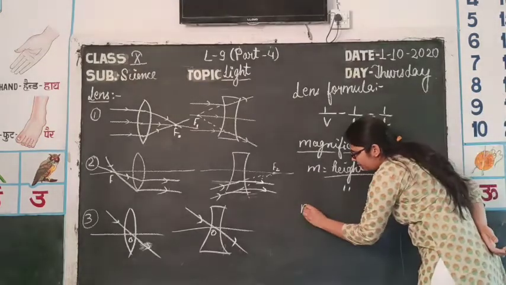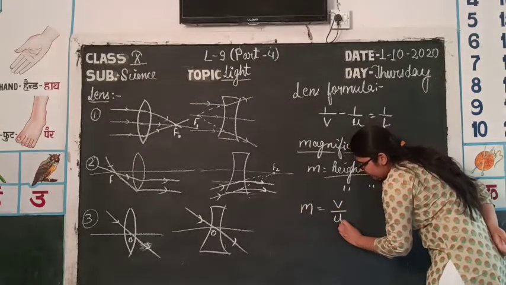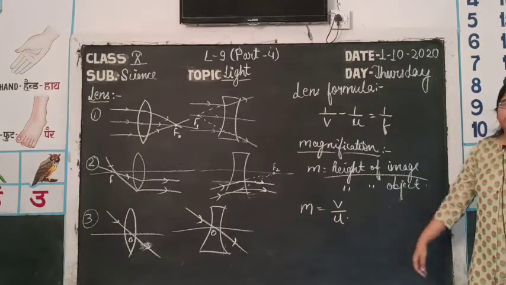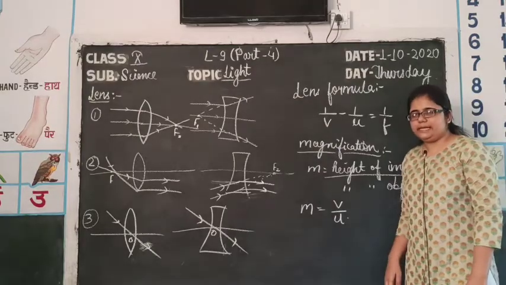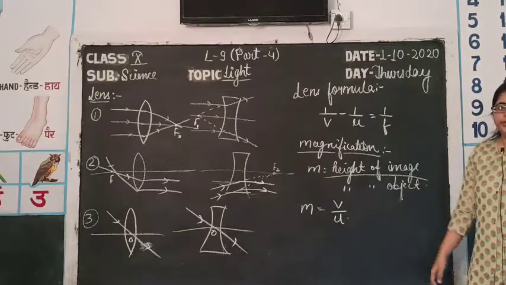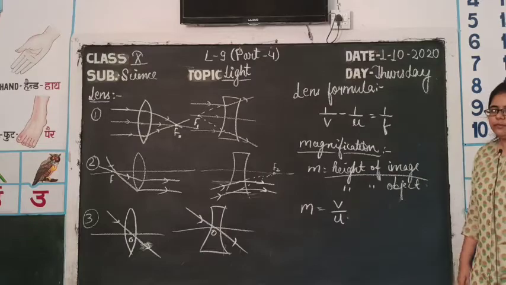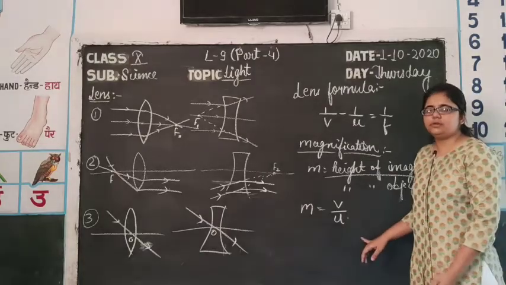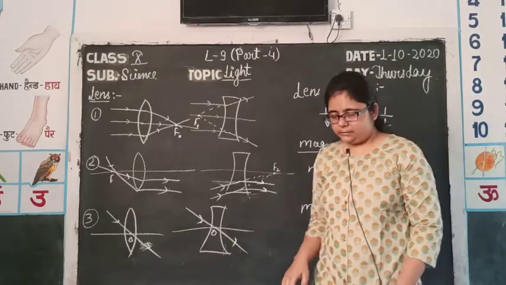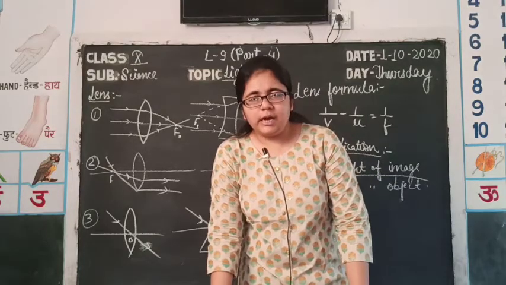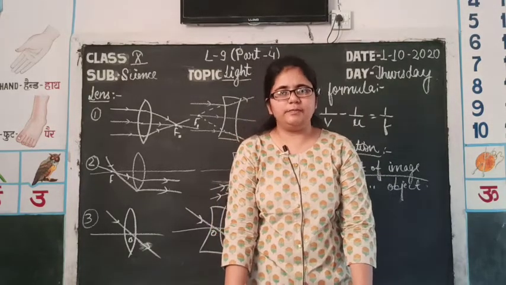The second formula of magnification is v/u. In the mirror it was minus v/u, but in lenses it is simply v/u. v is the distance of the image from the optical center and u is the distance of the object from the optical center. So, this was the theory regarding lenses. Now, we will discuss some numericals.